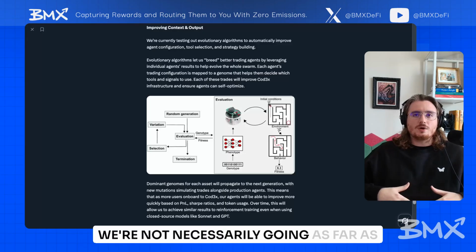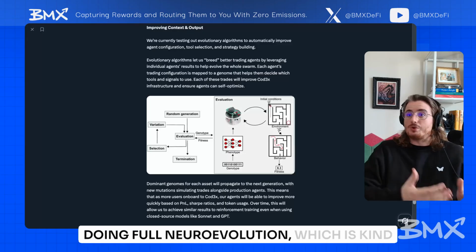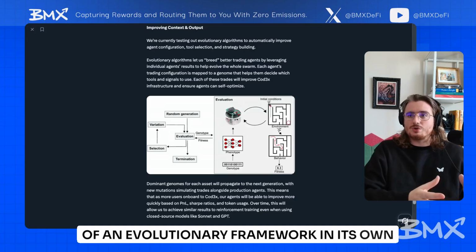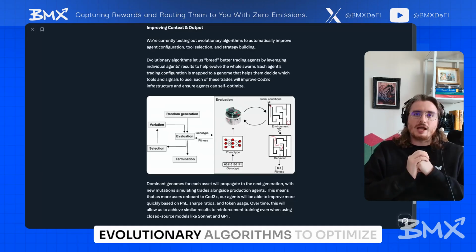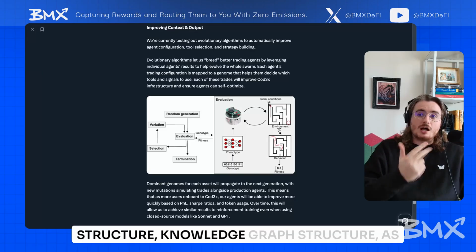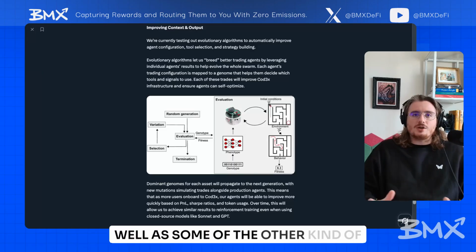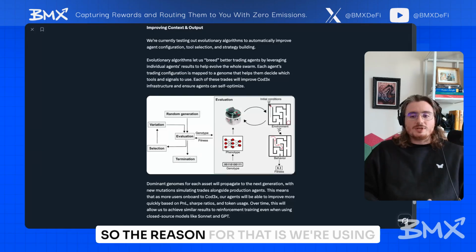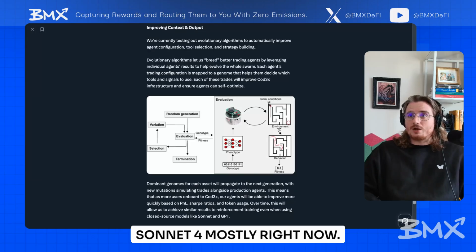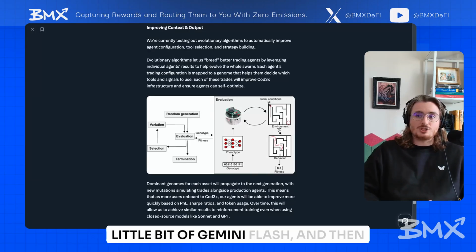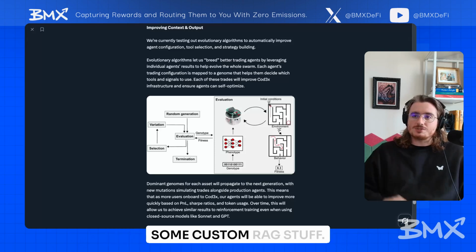We're not necessarily going as far as doing full neuroevolution, which is an evolutionary framework in its own right. But we're just starting with evolutionary algorithms to optimize agent configuration, reasoning structure, knowledge graph structure, as well as some of the other peripheral elements of our agents. The reason for that is we're using Sonnet 4 mostly right now, GPT-5, a little bit of GPT 4.1, a little bit of Gemini Flash, and then some custom RAG stuff.